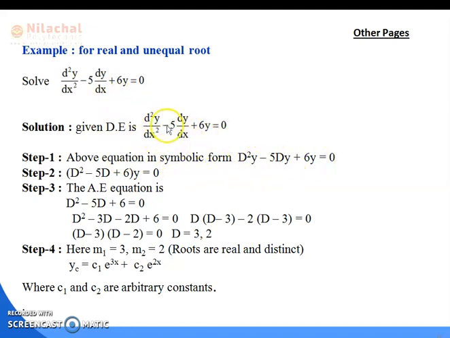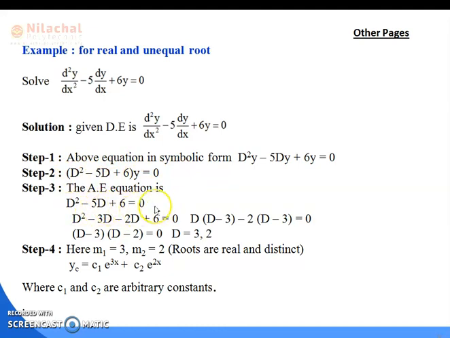Small d square y by dx square, you write capital D square y. Order 2, you write D square. dy by dx, you write Dy. 5 is a constant, as usual, and you write plus 6y equal to 0. After getting the operator form, you take y common and write it on the right of your bracket. So (D square minus 5D plus 6) y equal to 0. After that you write the auxiliary equation. The auxiliary equation means this bracket term equal to 0. That is your auxiliary equation.